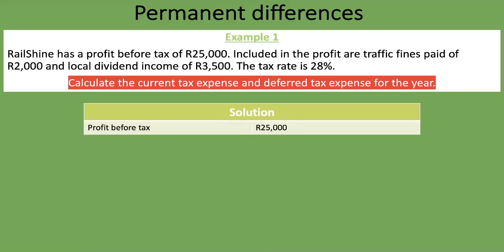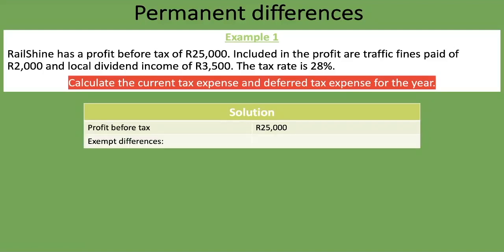We were given 25,000 Rand. And now what we'll have here is the exempt differences, meaning differences that are exempt based on tax regulations. The first one we have there is the local dividend income. We recognized it as income to arrive at the profit before tax, but according to tax regulation, we are not allowed to include the local dividend income. It is not allowed. That means we have to deduct it from the profit before tax.